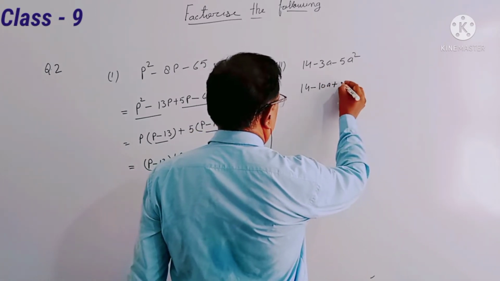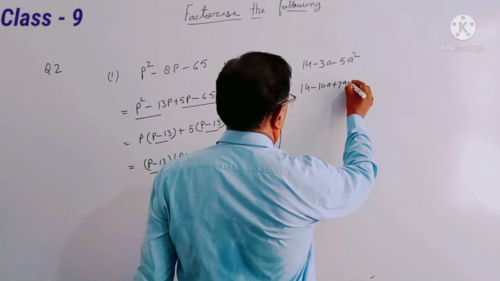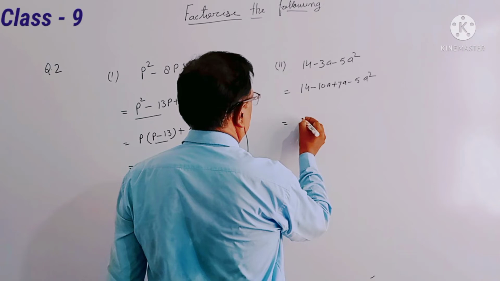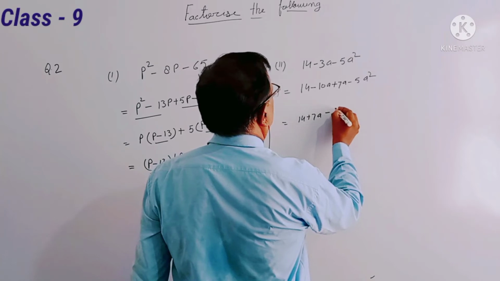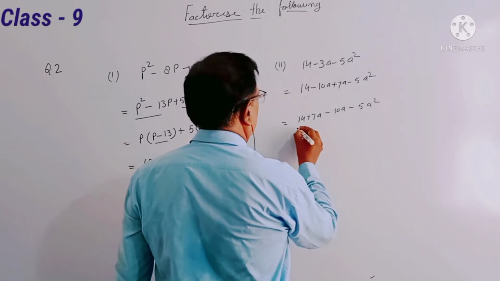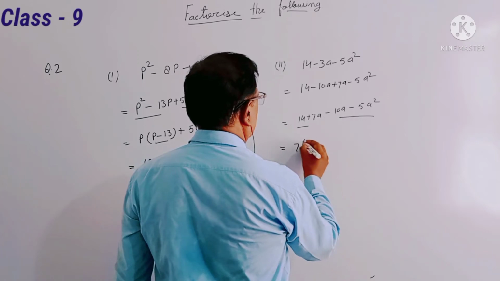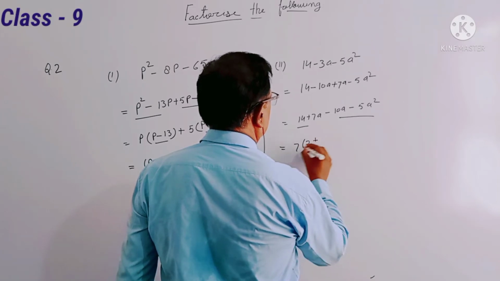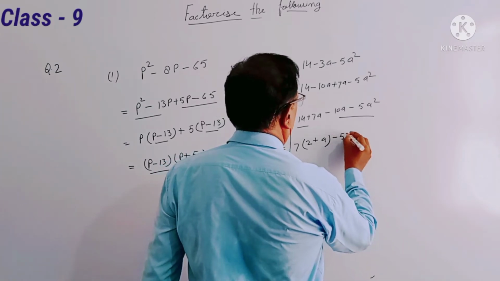Now the next one: 14 plus 7a minus 5a square. Now we can arrange it here as 14 plus 7a minus 10a minus 5a square. Now we can take common in these two. Here 7 is common. Now 7 times 2 is 14. Now here will be 2 plus a, 7 times a is 7a. Now here we take common 5a.